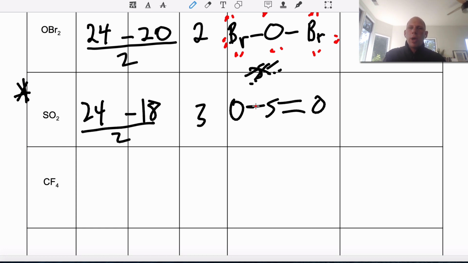Does S have what it wants? No way. 2, 4, 6, it needs that. Does this one have what it wants? No way. 2, 4, 6, 8. 2, 4, 6, 8. Okay, leave that blank.